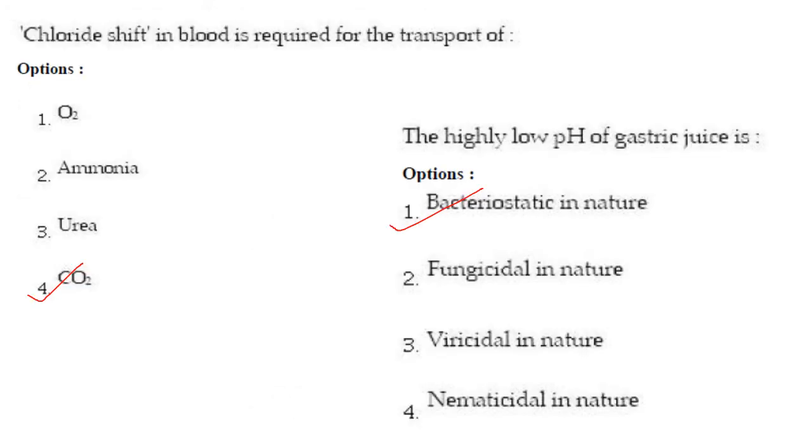Next one. The majority of amino acids in histones in eukaryotes are option 1 YFW, 2 KR, 3 EDQ, 4 AVI. Answer is option 2 KR. They are lysine and arginine respectively. Next one, chloride shift in blood is required for the transport of option 1 oxygen, 2 ammonia, 3 urea, 4 carbon dioxide. Answer is option 4 carbon dioxide.